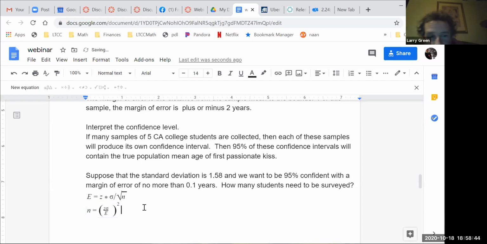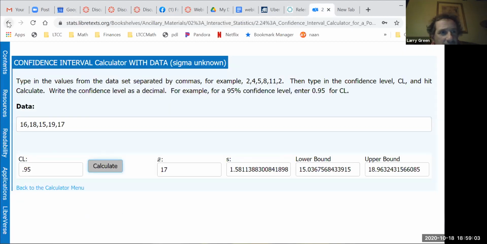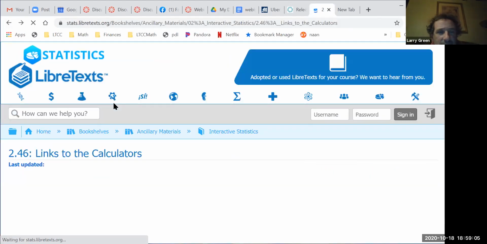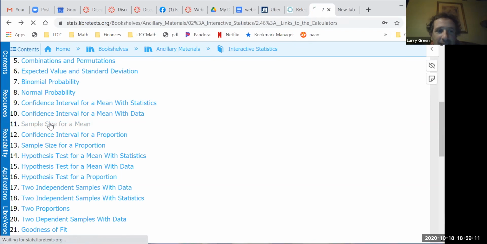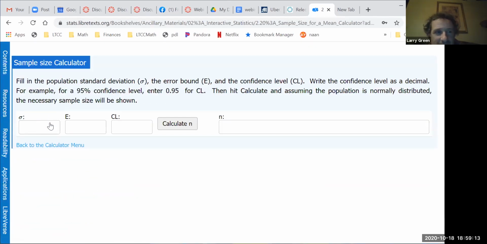Okay, well, the space is going to be there. So that's the formula for n. Okay, and I did something that made some other instructors pretty upset at me, but my guess is you'll feel the opposite way. It's in our calculator. I created a sample size for a mean calculator, and it's going to do the work for you.